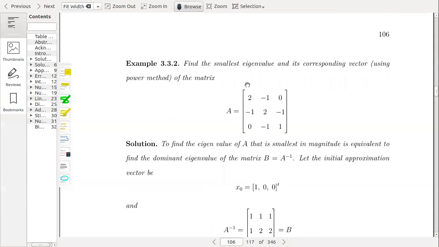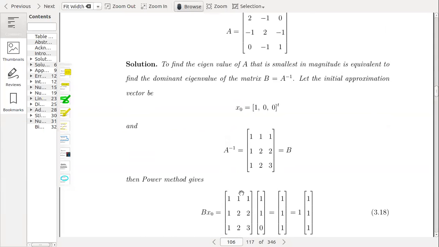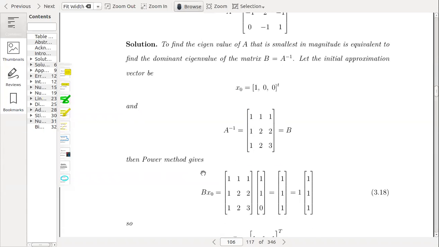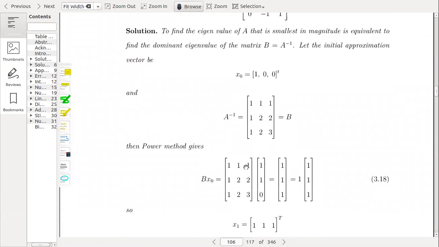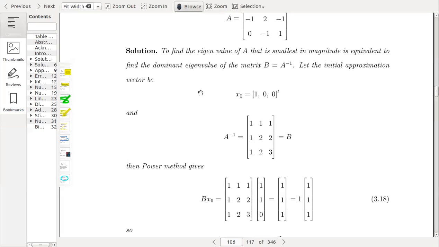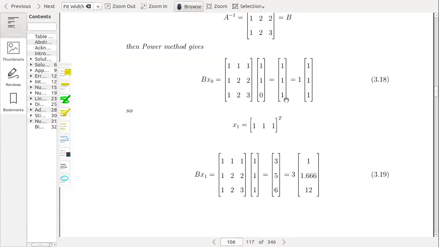So if we are given a matrix A, we have to take an inverse of this matrix, which we can denote with B. Then the power method gives Bx0, where B is 1, 1, 1, 1, 2, 2, 1, 2, 3. So we will multiply with the initial approximation. Here is a little mistake because the initial approximation taken here is 1, 0, 0, but here it is 1, 1, 0. So we can verify what is the exact value.